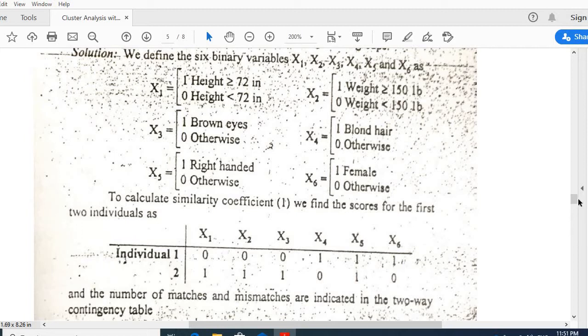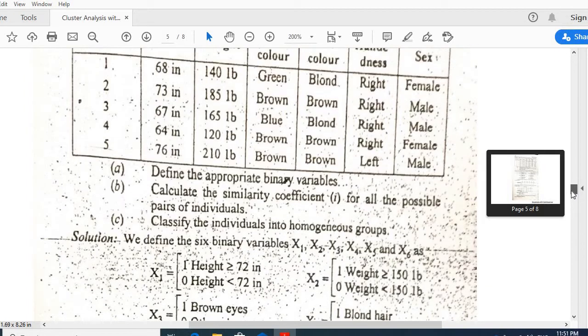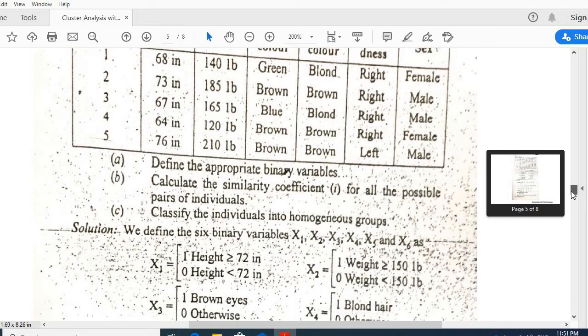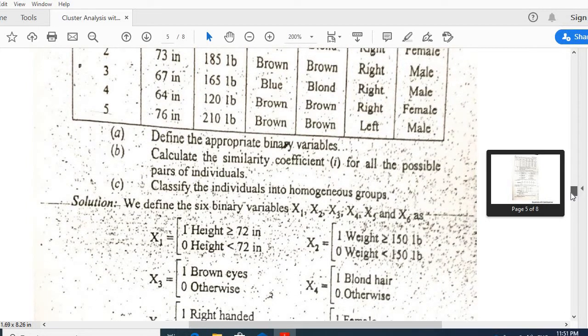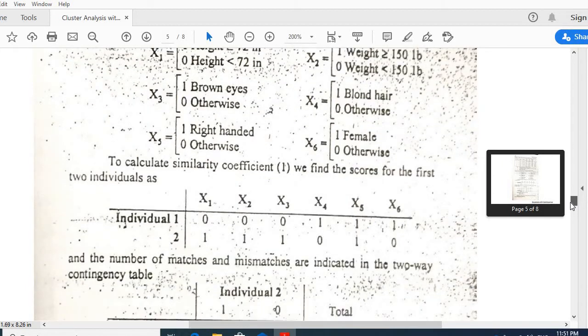In the same manner, consider x1 against the second individual. It has 1 because the second individual has a height of 73 inches, and x1 is equal to 1 if height is greater than 72 inches. Therefore, here we'll write 1. Similarly, we write 1 0 1 1.